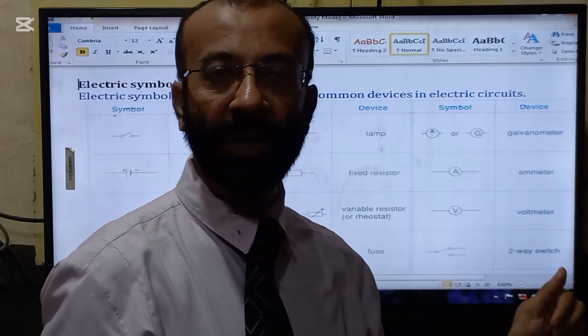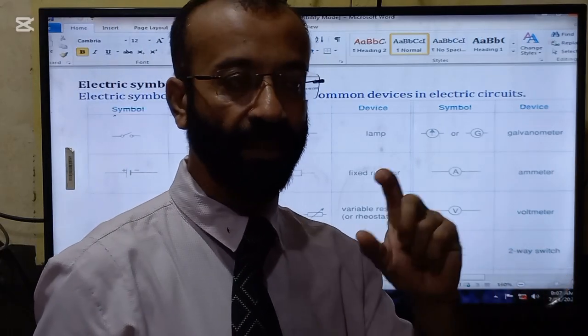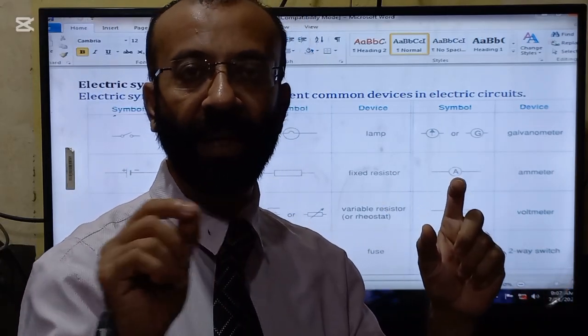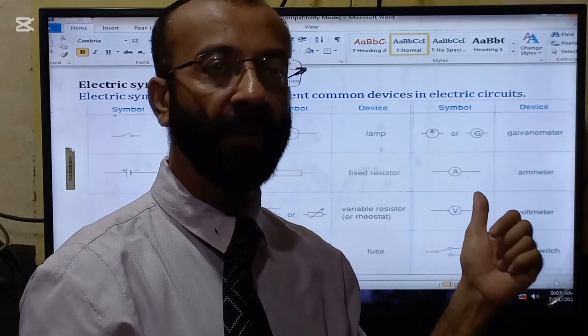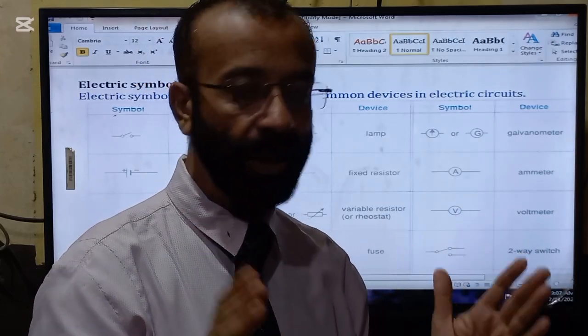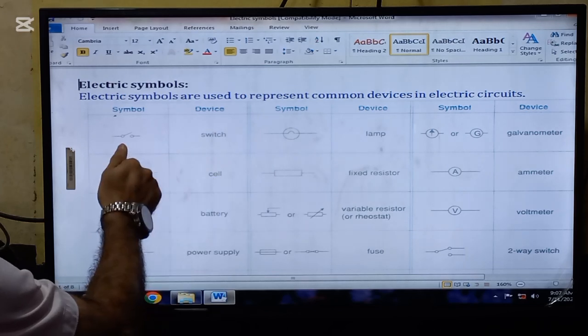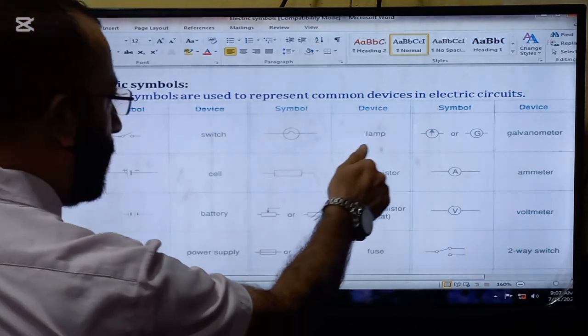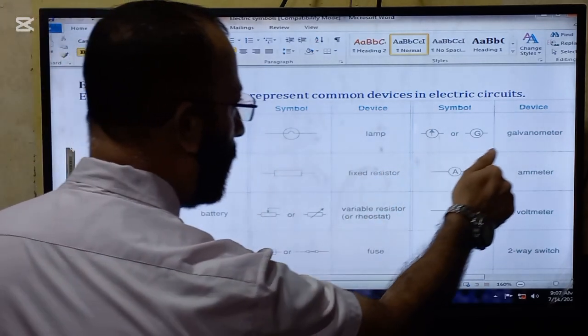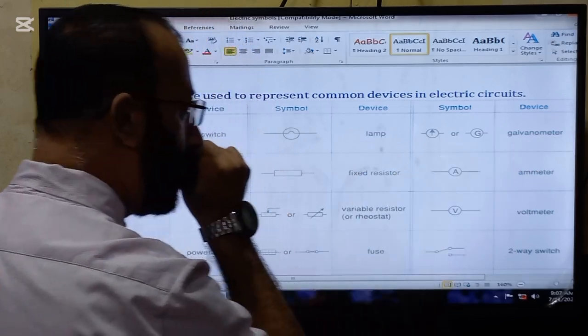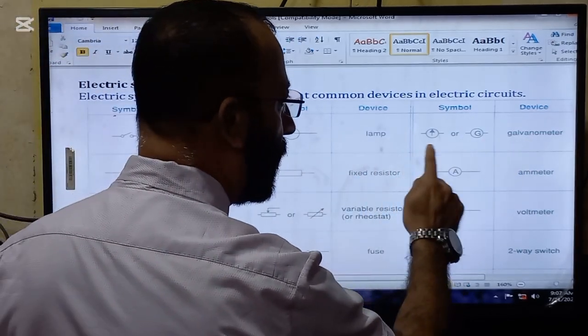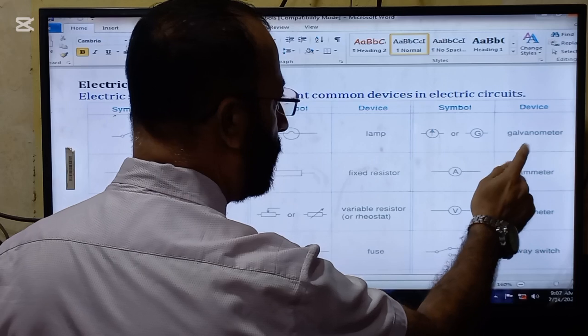These are very important because in papers symbols are given and you are required to write the names of the symbols. So concentrate yourself. We are going to start now. This is switch. This is lamp. This is galvanometer. Here are two symbols for the galvanometer.